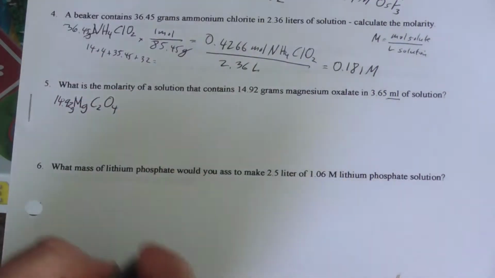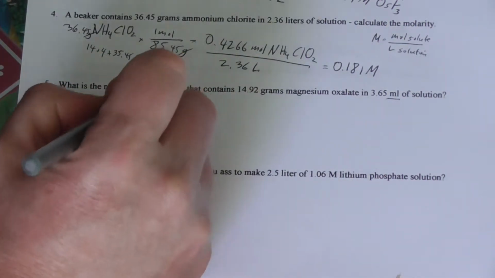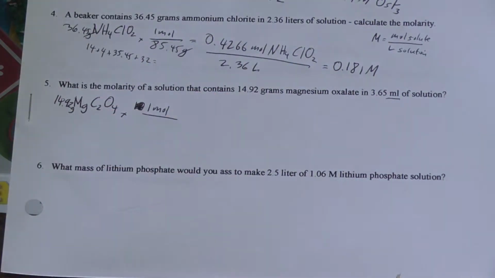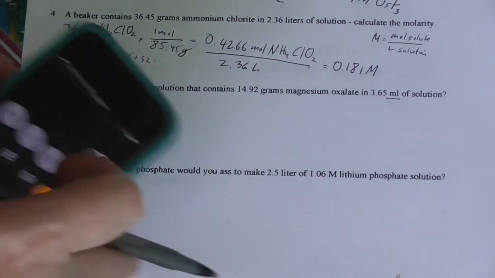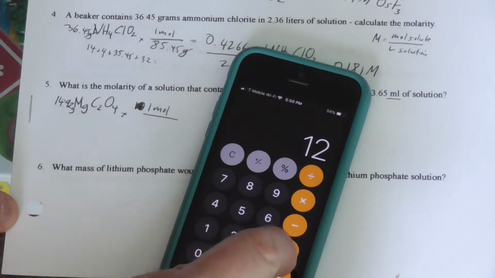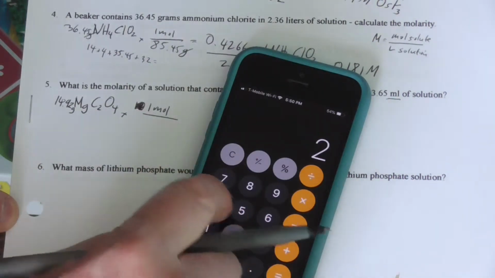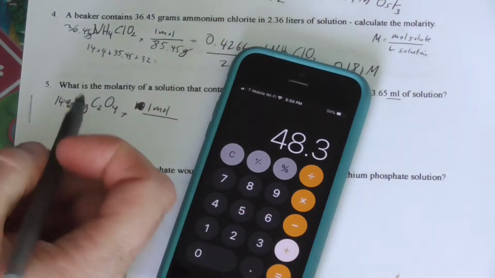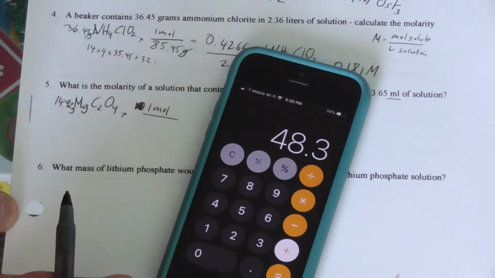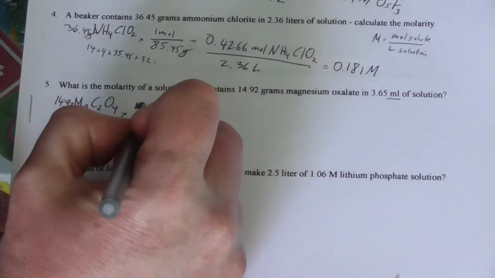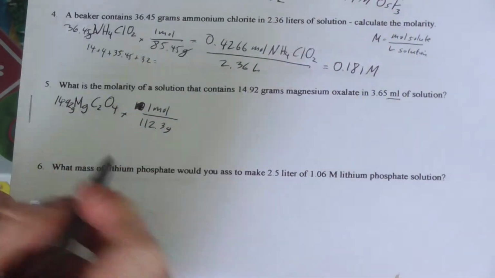So I have 14.92 grams of magnesium oxalate. Have to turn that into moles. And that would be, magnesium is 24.3 plus 12 times 2, 24.3 plus 24 plus, that would be 64, which is 112.3 grams for the molar mass of magnesium oxalate.